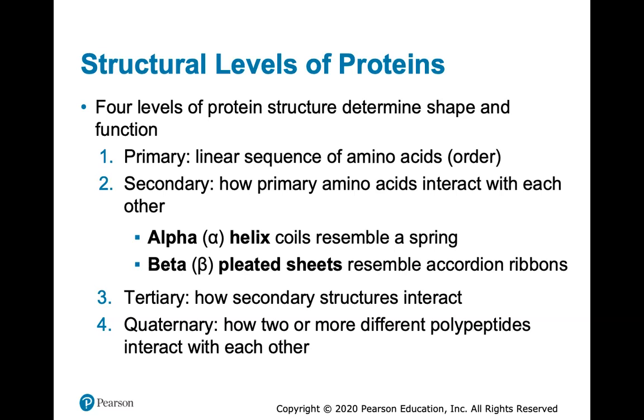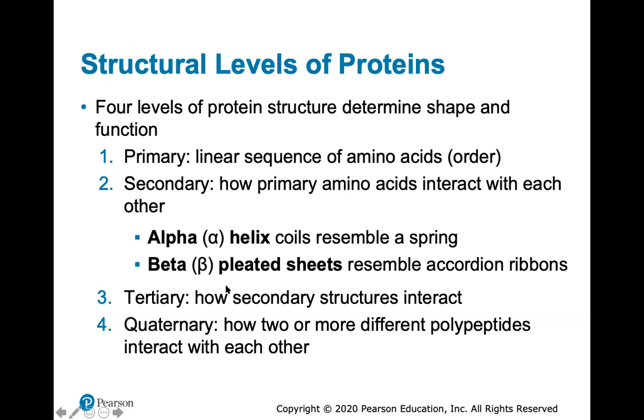The primary structure just means the linear sequence of amino acids. So that just means the order of amino acids that are being placed together with peptide bonds. The secondary structure describes how these primary amino acids are interacting with each other. So this line of amino acids can coil together to create an alpha helix, or they can be pleated sheets that look like an accordion ribbon, and those are called beta sheets. So that's the secondary structure.